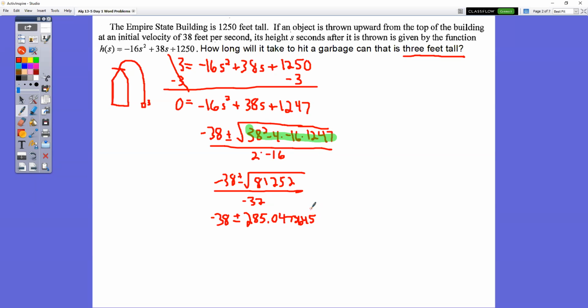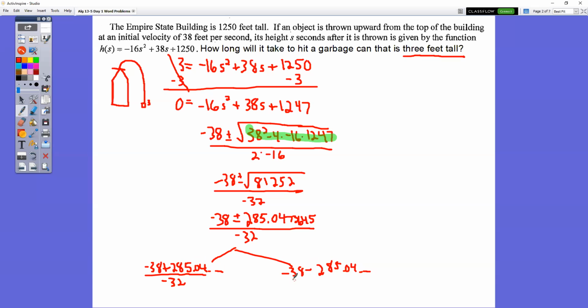You're just going to type out that whole thing, whatever appears on the calculator when you do second and square root of 81,252. All right, and that's over negative 32. This is where we're going to split it. So we have negative 38 plus that big long number, 285.04 and so on, I just don't have enough room to write it, over negative 32. And we have negative 38 minus that number, all over negative 32.